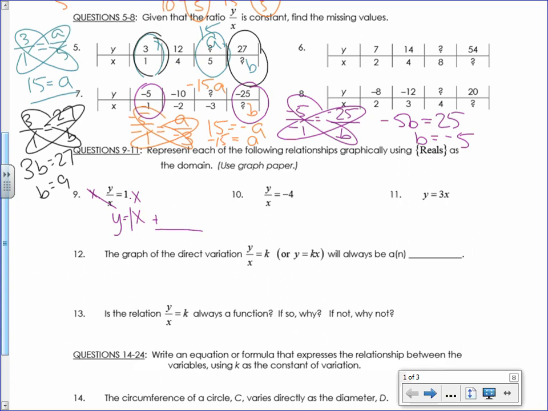Its y-intercept is 0. And then 11, the y is already by itself. And that is going to be a line with a slope of 3, because you have a 3 in front of this x. But it still has an intercept of 0, because there's plus nothing.